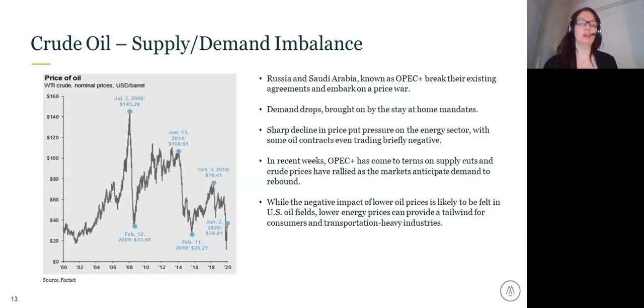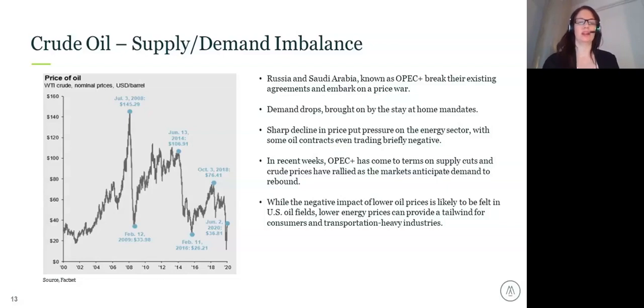Since then, however, OPEC Plus has come to some terms on supply cuts, at least through July, and crude prices have rallied as the markets are watching demand rebound, albeit slowly. So while the negative impact of lower oil prices is being felt in the U.S. oil patch, lower energy prices can provide a tailwind for consumers and for transportation-heavy industries as the economy recovers.